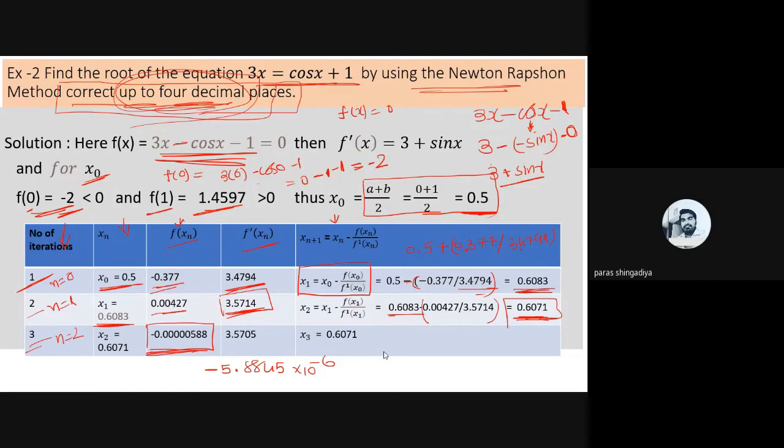So that will be 3 of 0.6071 minus cos 0.6071 minus 1, and it will now be minus 0.0000 times 0.5885.